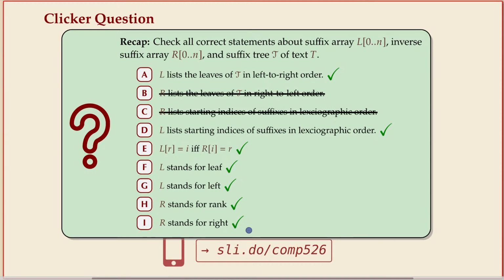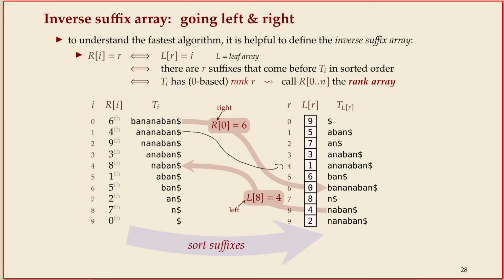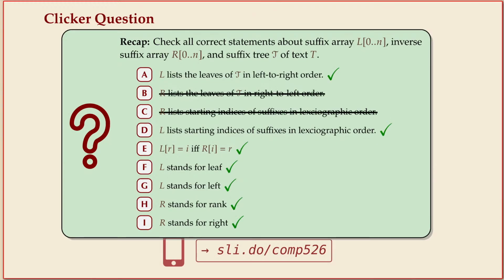And the mnemonics, I didn't want to throw anything in to confuse you, so these are all correct. You can take L to stand for the leaf array or for going left in that picture from earlier. And R can be the rank array or going right. So if you keep in mind that these are the directions of where we go, then that's the way to memorize it. Okay.